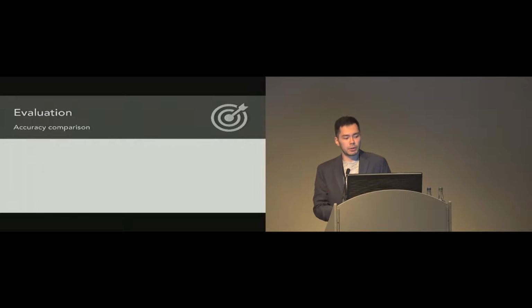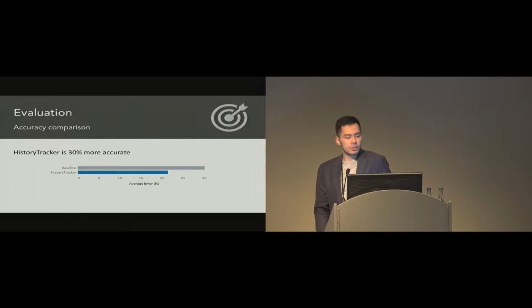So first we compare accuracy. And we can see that HistoryTracker is 30% more accurate than the baseline annotation from scratch. This was really surprising for us because we originally thought that our annotation and the baseline annotation from scratch were going to be exactly the same. But then we started thinking about it, and this actually makes a little bit of sense.